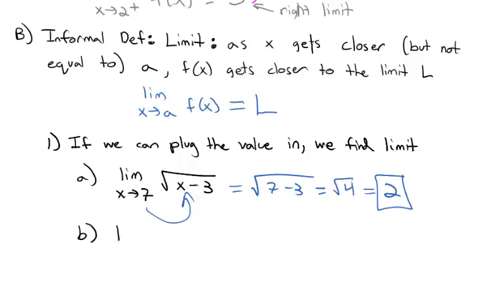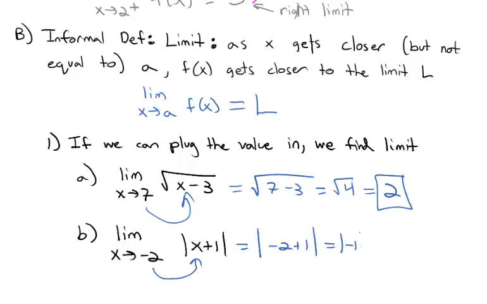Here's another example. Let's say the limit as x approaches negative 2 of the absolute value of x plus 1. Well, again, we can just plug that negative 2 in for the x. We have the absolute value of negative 2 plus 1, which is the absolute value of negative 1. Absolute value is the distance from 0. We know that's a positive 1. So if it's possible for us to just plug in the number, that's great. We will just plug in the number.